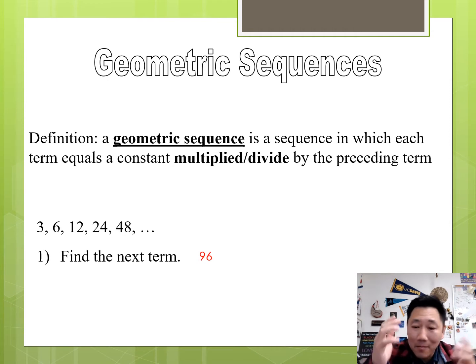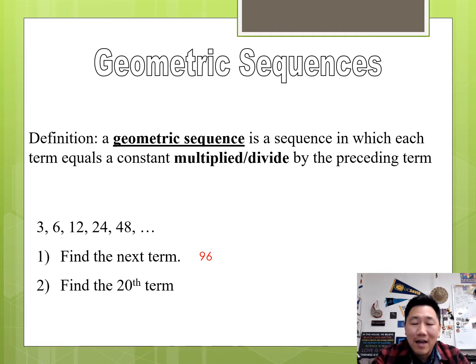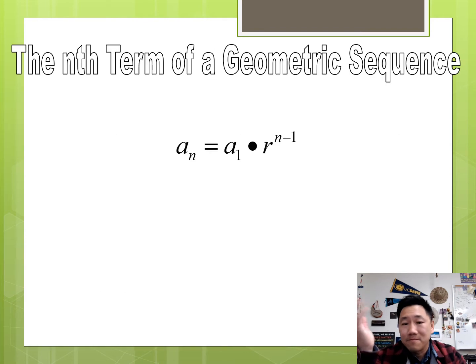But what happens if I ask for the 20th term? You can keep multiplying 96 times 2 times 2 times 2 until you get to the 20th term. But that's a lot of work. What if on the test I ask for the 100th term? You're not going to sit there and keep multiplying it by 2 until you get to the 100th term. That's a lot of work. So obviously there is a formula.